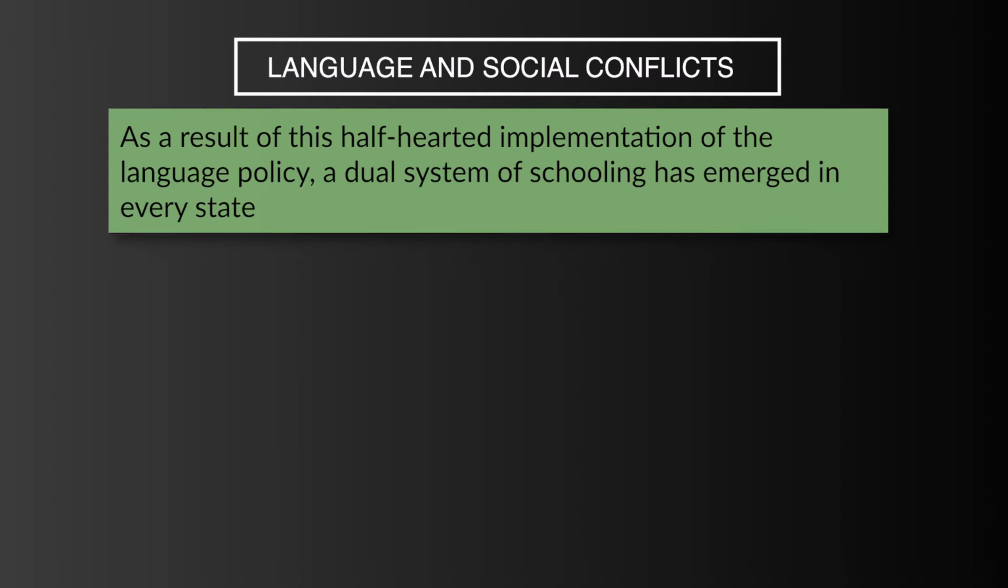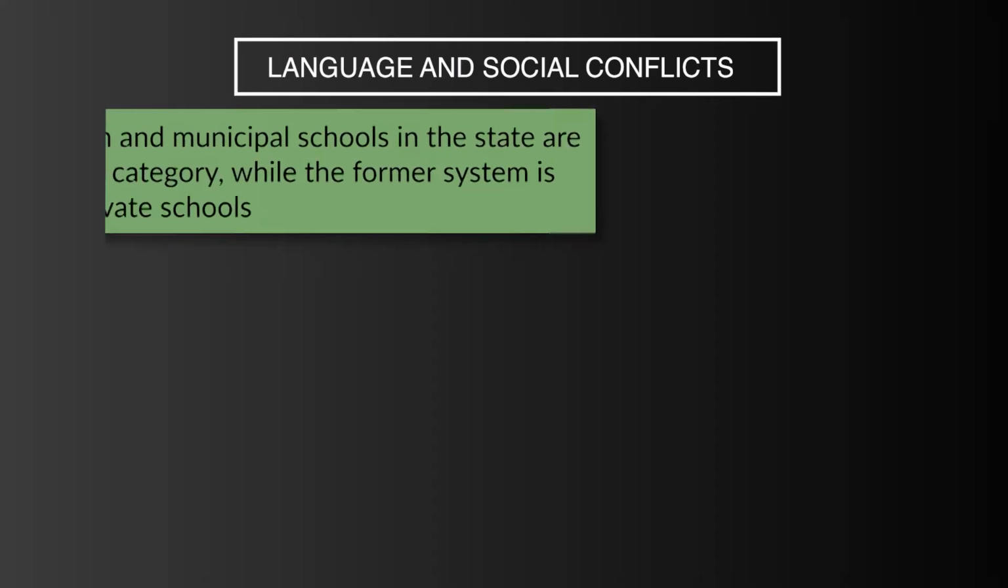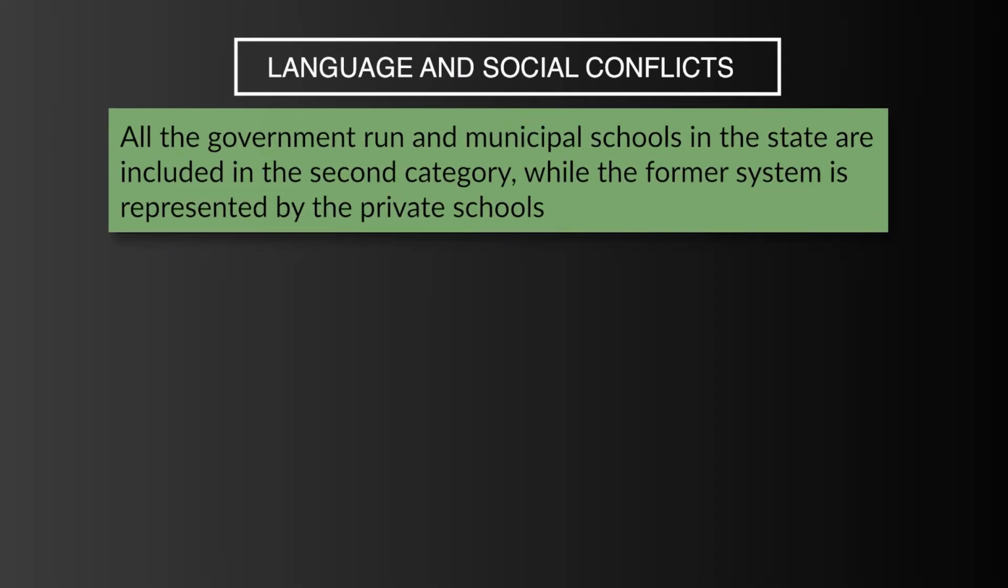What is this dual system of schooling? This is a system of schooling whereby those who can afford to educate their children in private schools where English is the medium of instruction belong to a particular category, and those who cannot afford it and send their children to government schools where the medium of instruction is the mother tongue, the regional language, constitute another category. All the government run and municipal schools in the state are included in the second category, while the former system is represented by the private schools.